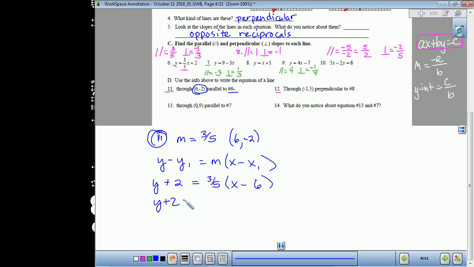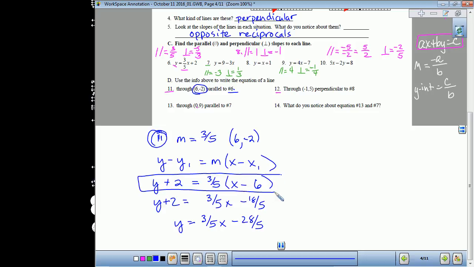So we get y plus 2 equals, we're going to distribute here, and then we'll subtract 2. So 2 is 10/5, so that makes 28/5. Yes, Brock? Isn't it a lot less work to write an equation and solve for b? Eventually we're just going to leave it in this form. And you've got to be able to operate in point slope form in every class above here. So I shouldn't just plug it in.